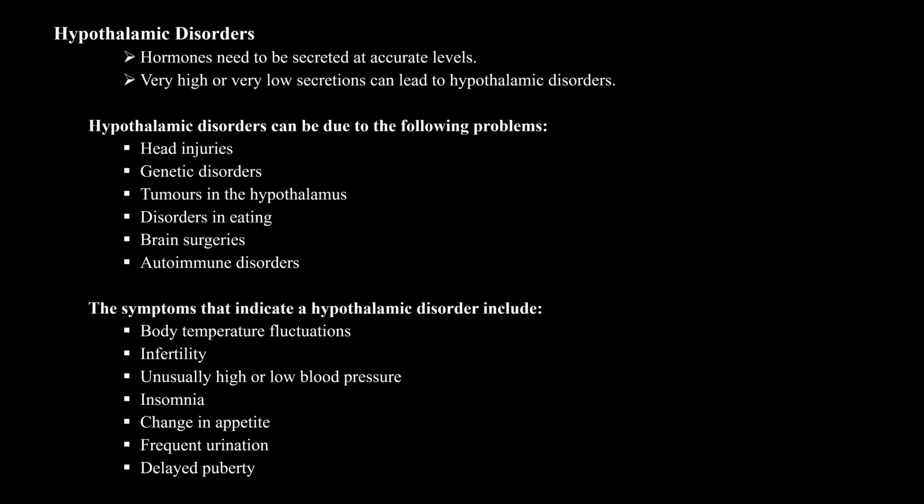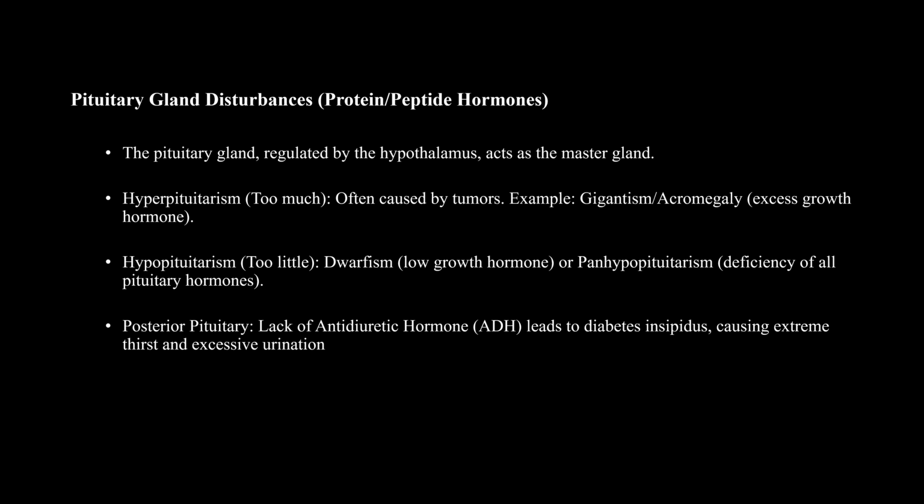Hypothalamic disorder can be due to the following problems: head infection, genetic disorder, tumors, disorder of eating, brain surgery, and autoimmune system disorder. Symptoms of hypothalamic disorder include changes in body temperature, insomnia, change of appetite, frequent urination, and delayed growth. The pituitary gland is regulated by the hypothalamus, which acts as a master gland.